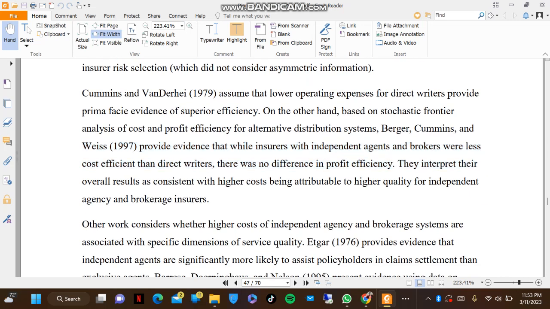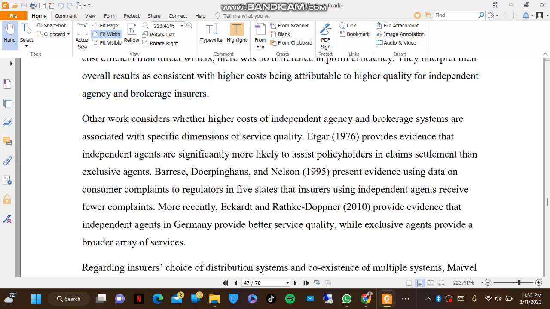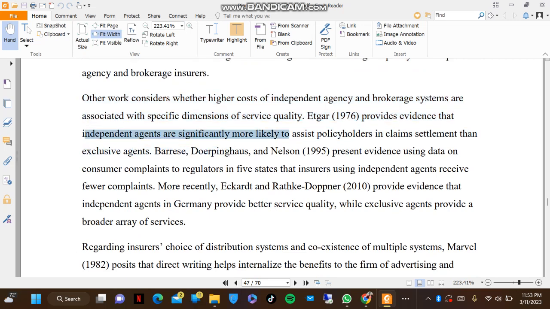They interpret their overall results as consistent with the higher cost being attributable to higher quality for independent agency or brokerage insurers. Other work considers whether higher costs of independent agency and brokerage systems are associated with specific dimensions of service quality. Atkins 1976 provides evidence that independent agents are significantly more likely to assist policyholders in claim settlement than exclusive agents.